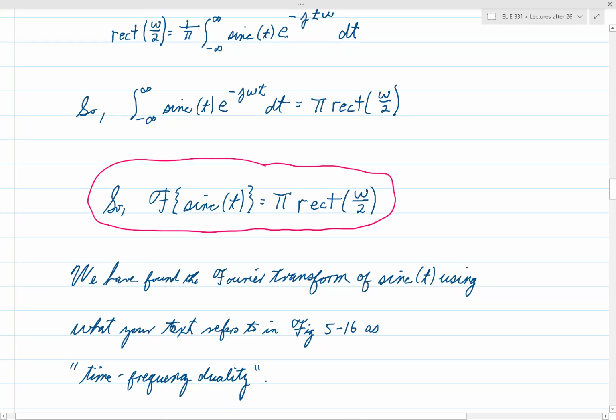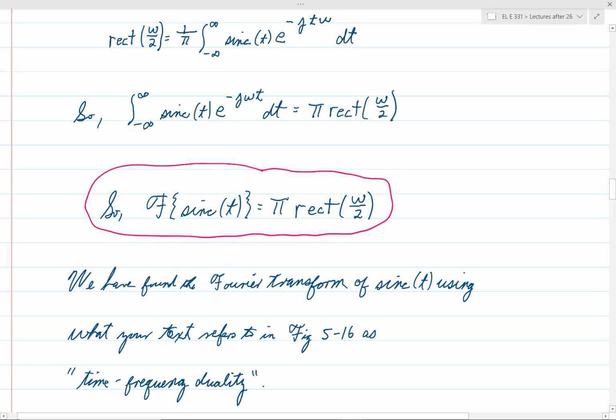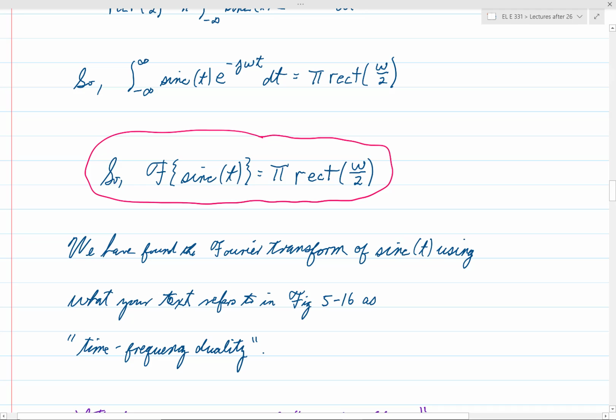Now, what we just did is called using time frequency duality. You can look in figure 516 in your book, that term is used right there. Time frequency duality. And that's an important notion in Fourier analysis.